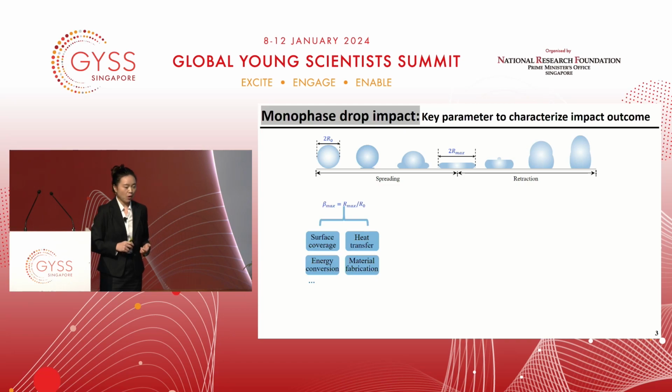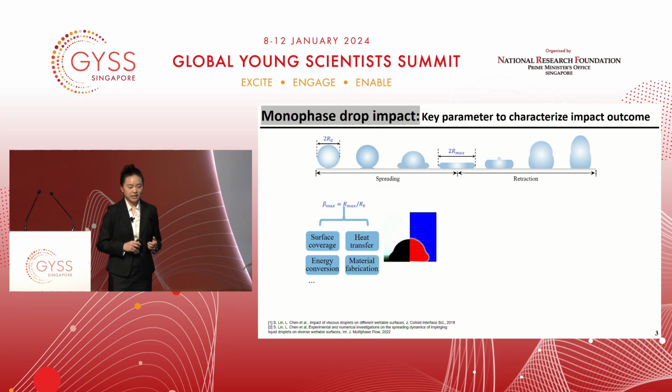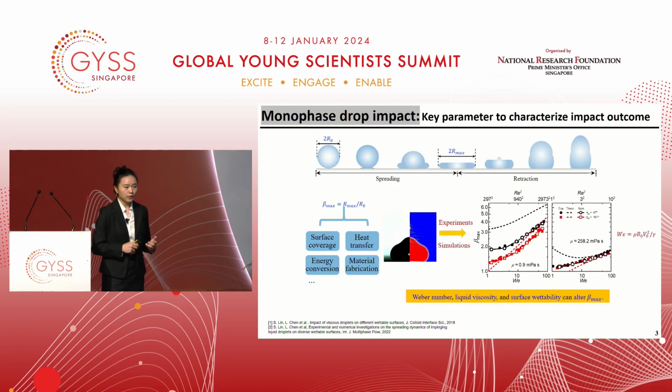Why is beta max important? Because in practical applications, beta max can affect the surface coverage, heat transfer, energy conversion, etc. We combined experiments and simulations to understand how beta max is influenced by impact conditions and how it varies. What are the dominant parameters that affect beta max? With this knowledge, we can control or optimize the impact outcome according to our requirements.